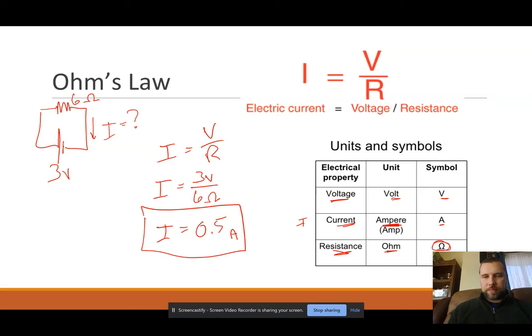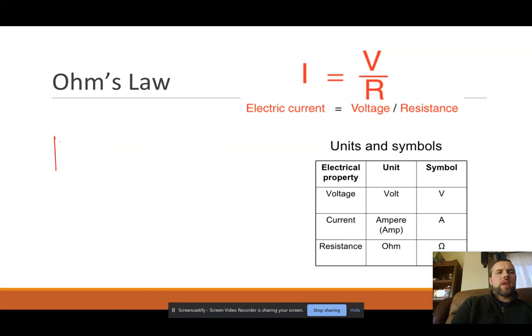All right, let's try another one. Let's say, again, a simple circuit. I actually don't know how much resistance that is, but now I know that I'm getting 2 amps of current out of it over a 6 volt source. So I want to know what is the resistance of that resistor, that light bulb, that toaster, whatever it is.